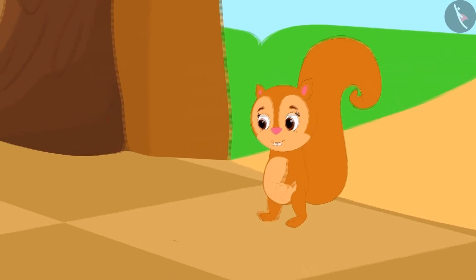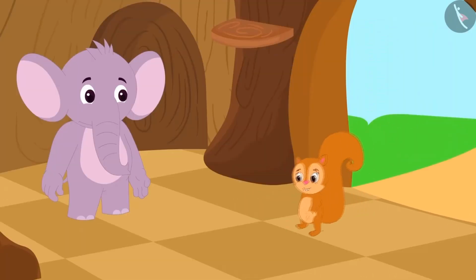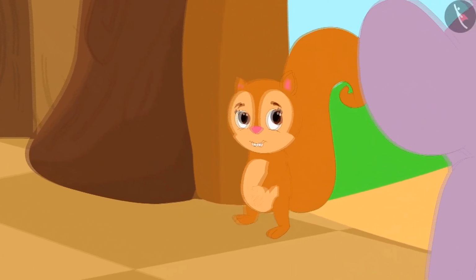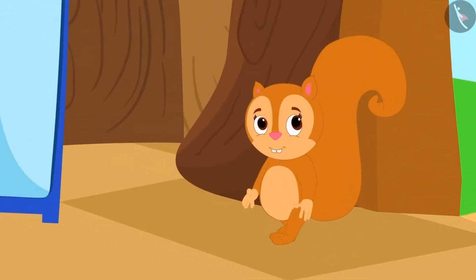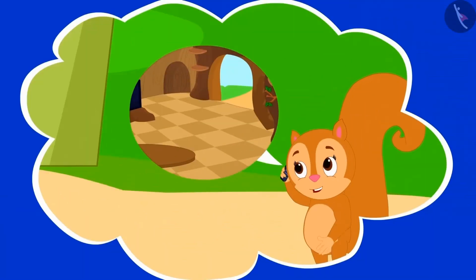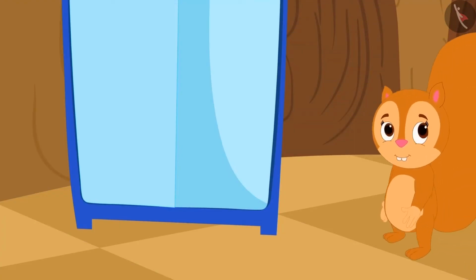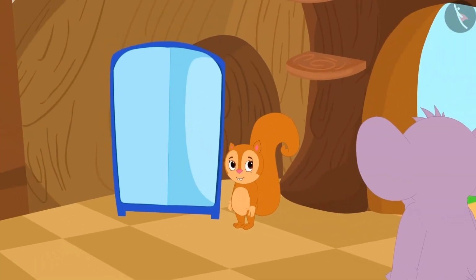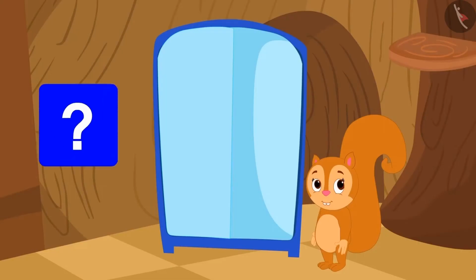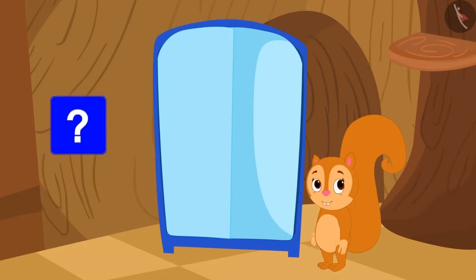Chanda returned from the bank, and after returning home, just as she had told Appu on the phone, she walked 10 steps and showed him the blue cupboard. Children, can you say why this happened?